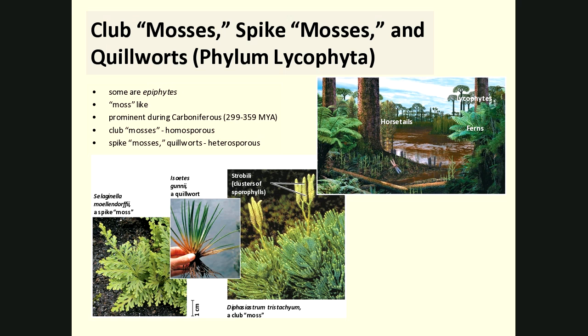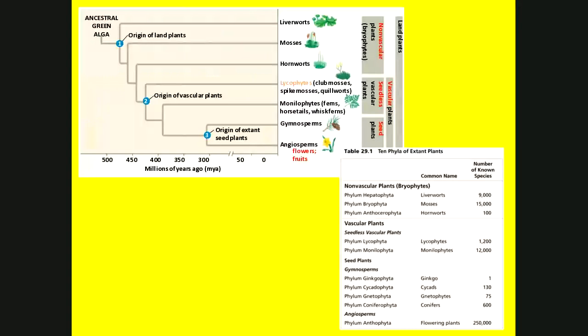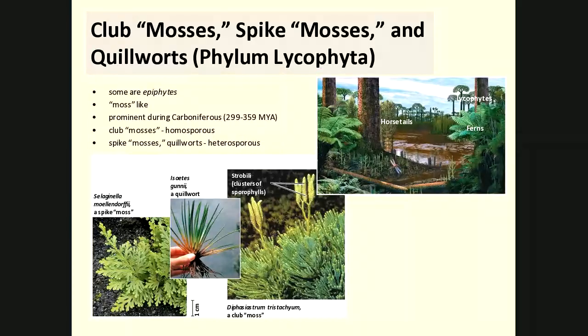So we're going to look at the lycophytes first. The part that's right there in the red: the lycophytes, the club mosses, the spike mosses, and the quillworts. Now I put moss in quotes to remind you again that these are not true mosses. These are not bryophytes. These are not non-vascular.